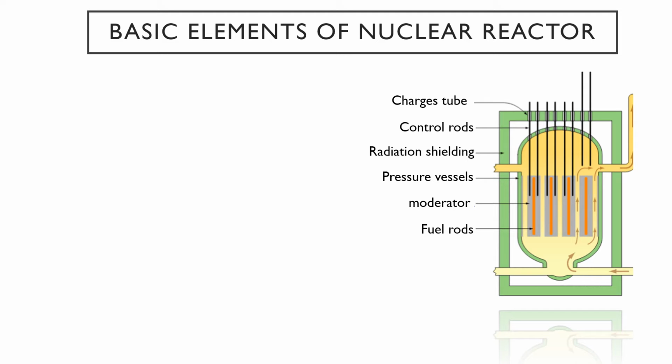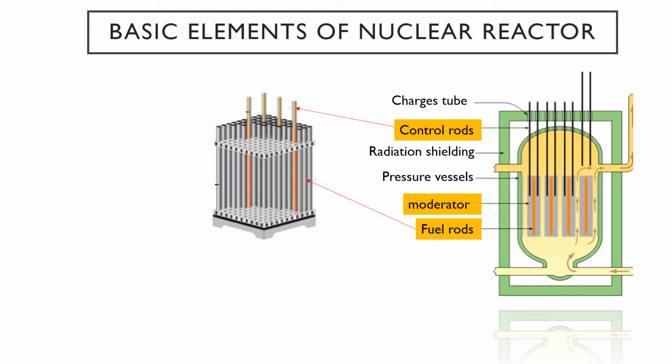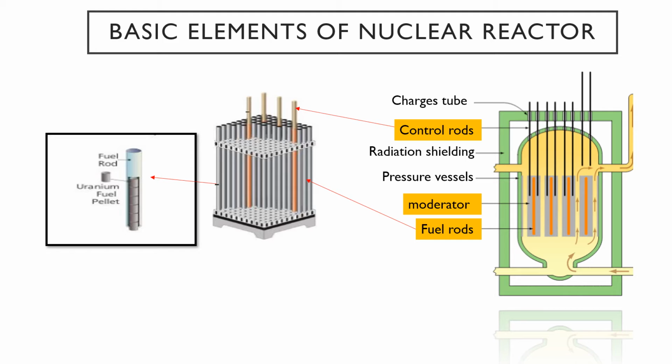So the three core components in the nuclear reactor that we are going to learn are control rod, moderator, and fuel rods. As you can imagine, these control rods and fuel rods are arranged like this, as you can see in this figure, where there are 4 control rods and many fuel rods. And inside this fuel rod, it consists of radioactive material which is uranium, or we call it a uranium fuel pellet, as shown in this figure. So this is why the nuclear fission reaction can occur inside the nuclear reactor.